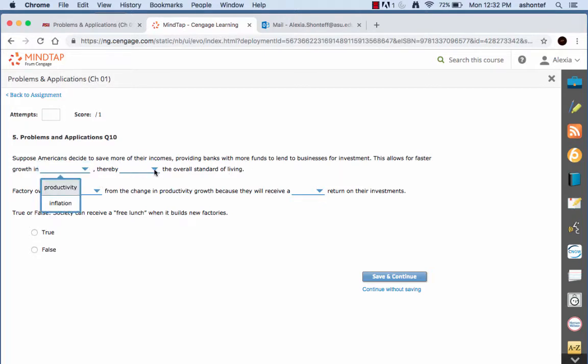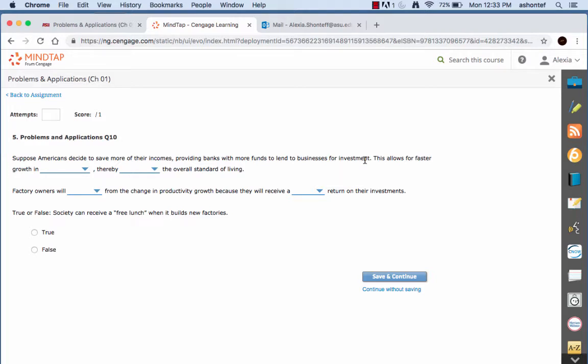Same thing, you've got these blank things, so you've got to be very careful how you're answering these, and read these slowly. So it says, suppose Americans decide to save more of their incomes, providing banks with more funds to lend to business for investment. So, a quick little review if you haven't had macro: where banks get their money from is from us, consumers and firms. They also put money in banks too. And the way the banks make money is they take the money that we put in their banks and they loan it out to people, to entrepreneurs, to businesses, to individuals.